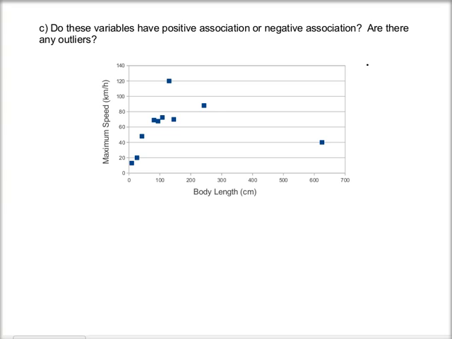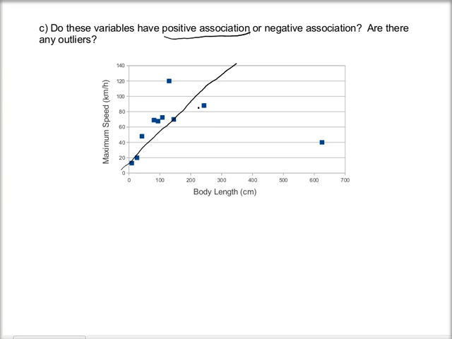Finally, for part C, I want to know if these variables have positive association or negative association, and are there any outliers. Well, I said that I expect that the bigger animals are going to be faster, and for most of the points on my chart it looks like that's the case. It looks like I've kind of got them going along this line here, so that will be a positive association.